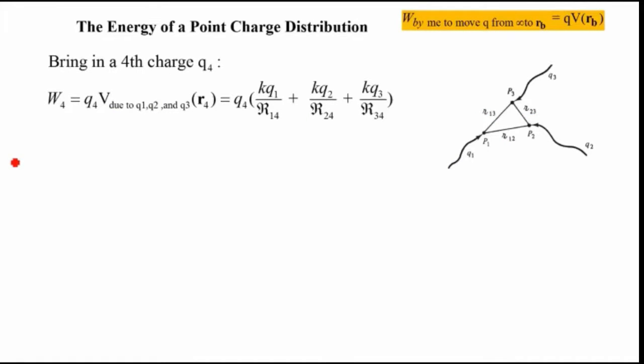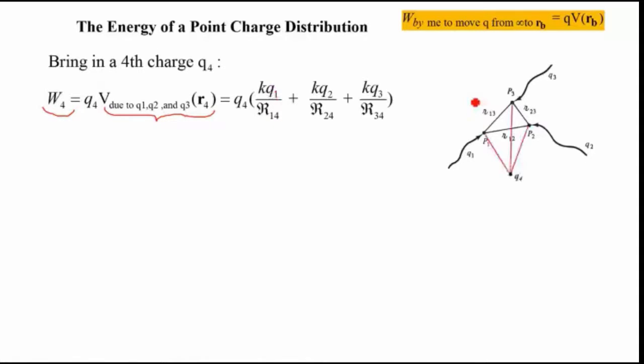So let's do one more. Let's bring in a fourth charge. The work that we have to do to bring in the fourth charge will be Q4 times the potential due to all the other charges at position R4. If you remember, then this is the potential due to Q1 at position 4.